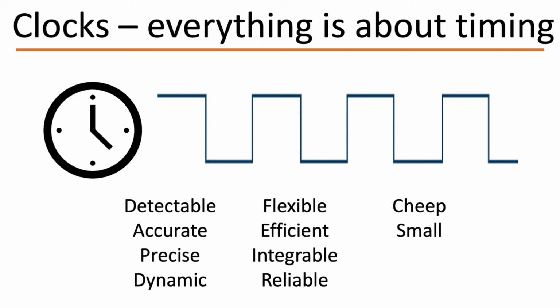First of all, the clock has to be detectable, right? You have to be able to tell the difference between up and down. And the clock has to be accurate, which is to say that when we design a clock for a frequency, it actually operates at that frequency. And then we want the clock to be precise. We measure this in something called phase noise, but what we're basically saying is that the frequency of operation will actually vary over the operation of the clock.